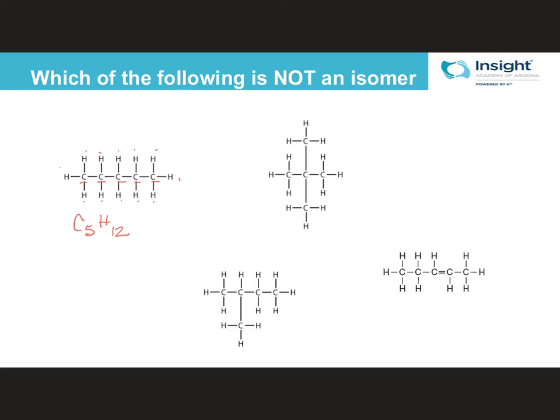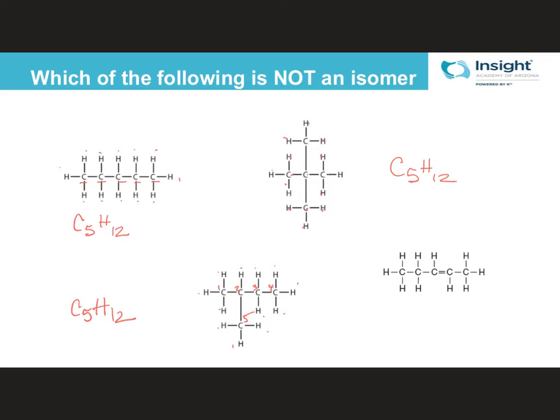All right, so let's count this one. I've got 1, 2, 3, 4, 5 carbons. And then I've got 1, 2, 3, 4, 5, 6, 7, 8, 9, 10, 11, 12. All right. So far, those two are isomers of each other. This one down here, I've got 1, 2, 3, 4, 5. So 5 carbons. 1, 2, 3, 4, 5, 6, 7, 8, 9, 10, 11, 12.